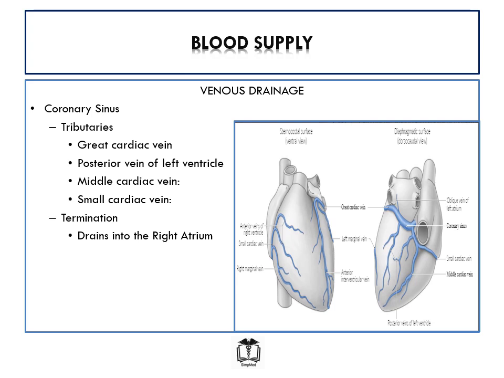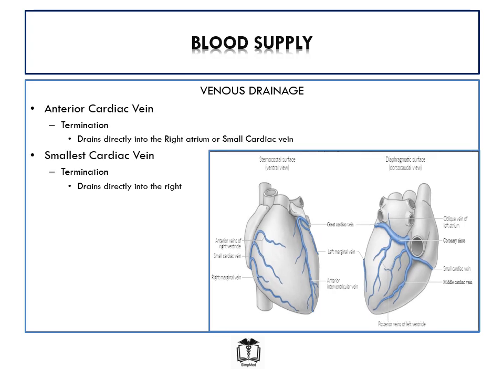And then finally, we have the small cardiac vein. The small cardiac vein is on the right side of the coronary sulcus and drains into it as part of its tributaries. Then we have the termination point of the coronary sinus. The coronary sinus tends to enter into the right atrium directly and drains all the blood it receives from the great cardiac, posterior vein of the left ventricle, middle cardiac, and then this small cardiac vein.